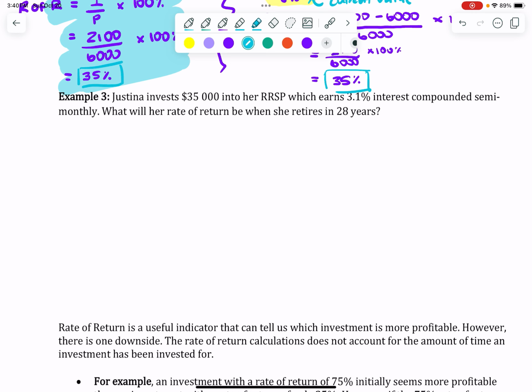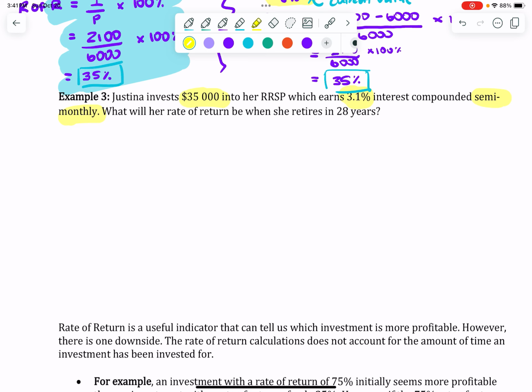Okay, taking a look at this, reading through it. I know this is how much she's investing. This is my interest rate. I know it's compounding semi-monthly, and I want to figure out rate of return. Now, when I look at rate of return, I need to know a couple of things. I need to know my FV, my PV, my PMT, and my N. And that's a lot of different things.